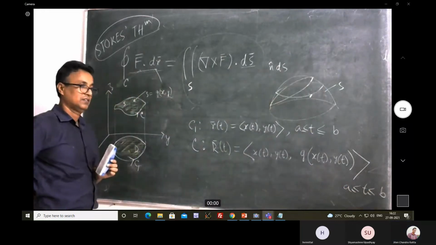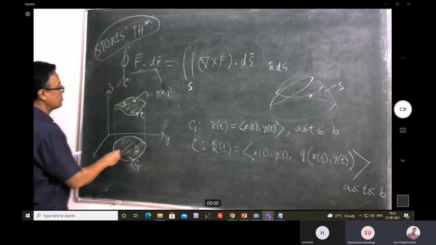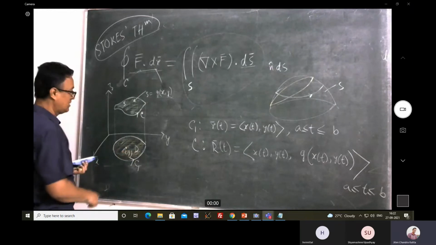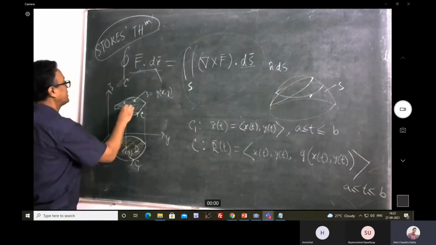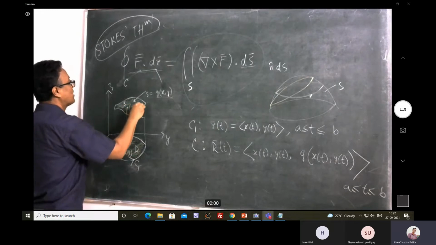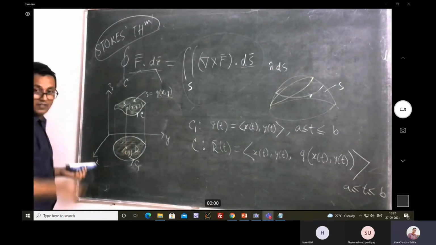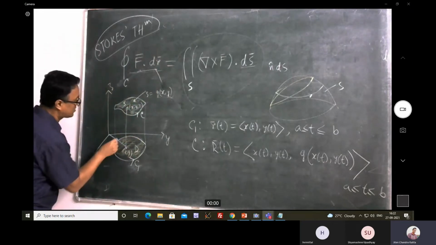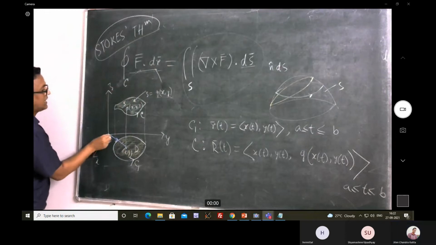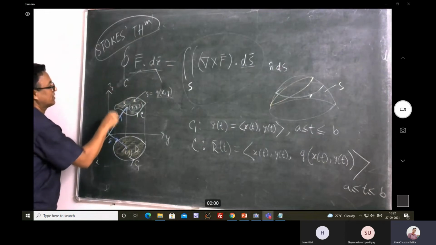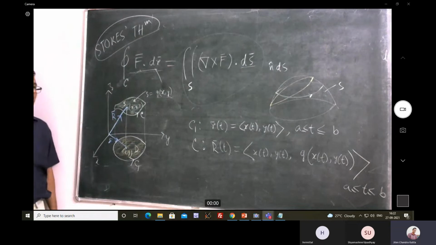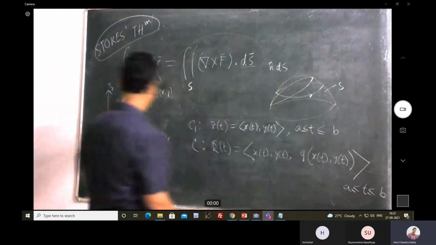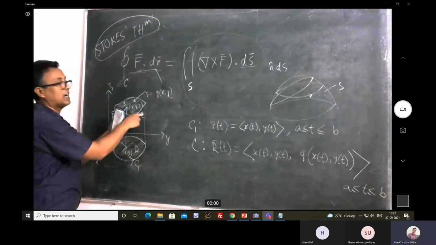Fine. So basically, you take any point, say (x, y) here. Corresponding to this point, you have (x, y, z) here. So this vector is small r and this vector is capital R. Is it okay? Right? So this is the way we can parameterize this curve C1 and this curve C.